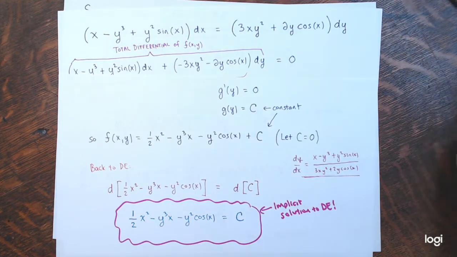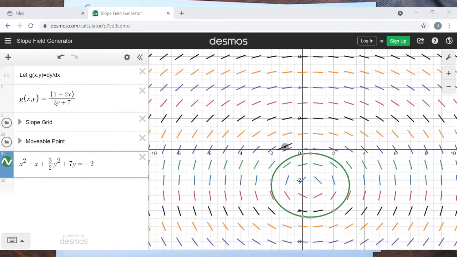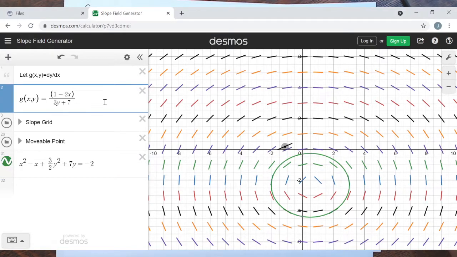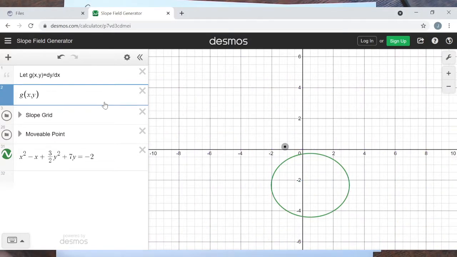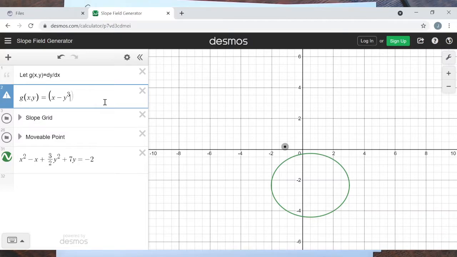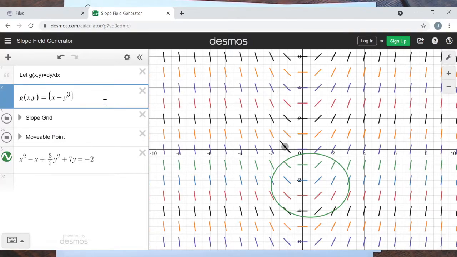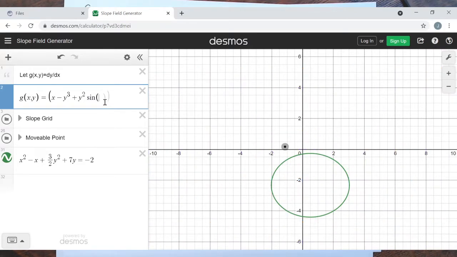So let me pull that up and see what that slope field looks like. If anything, I'm hoping it comes up actually looking okay. So in the numerator, right, x minus y cubed plus y squared times the sine of x.